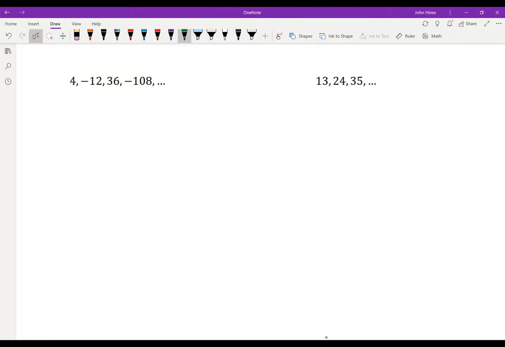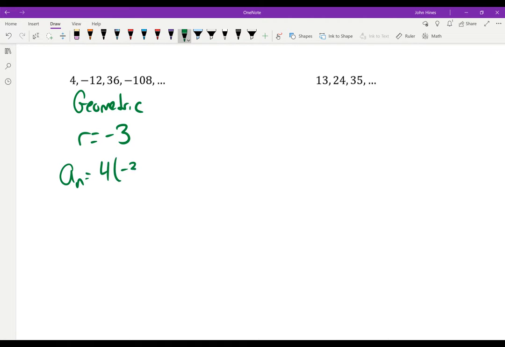Slide in. I used green already? I didn't. This also appears to be geometric with a common ratio of -3. I keep multiplying by -3 there to get the next term. The explicit rule is 4 times -3 to the n minus 1. Start at 4, keep multiplying by -3 to the n minus 1.